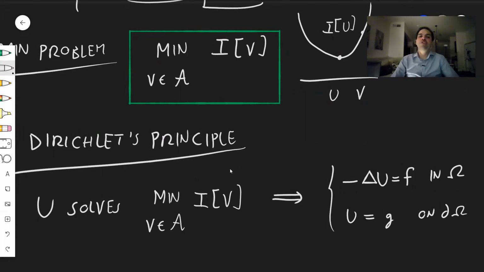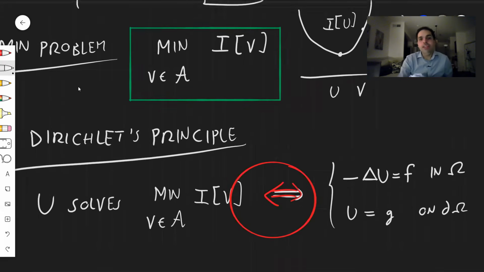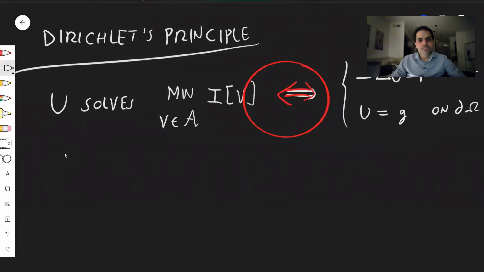So maybe in another video, I will show that given a minimization problem, you can extract a PDE from this. But wait, there's more. This is always true, but it turns out in this specific case, the converse is true as well. Namely, u solves this minimization problem if and only if it solves Poisson's equation. And this is what we want to show today. And in fact, as they say, the proof is in the pudding. So today's pudding is very delicious. And this is why I wanted to make the video. So let me prove this.